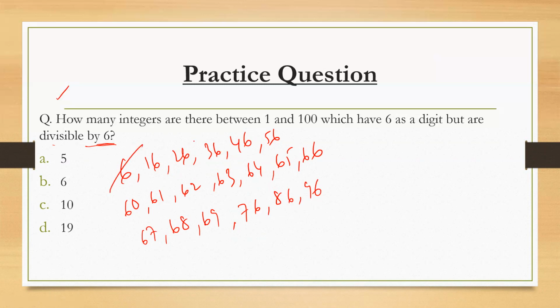So 6 is gone, 36 is gone, then 60 is gone, 66 is gone, 96 is gone. Okay. So there are 5 such integers which have 6 as a digit and are divisible by 6 also. Fine.